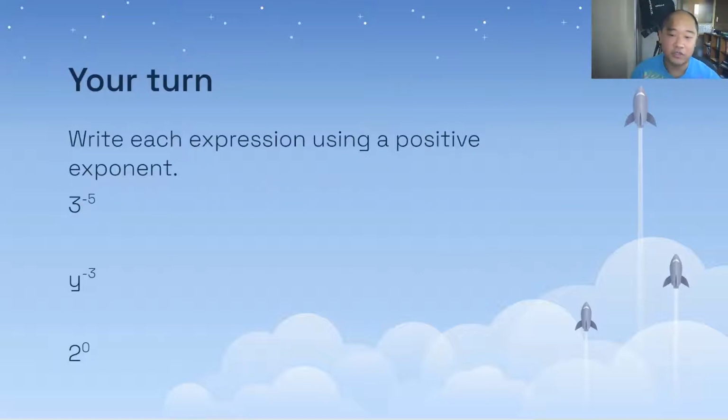Your turn. Write each expression using a positive exponent. Welcome back. So this would look like this. This would look like this. And this one, kind of a tricky one, right? So if we think about 2 to the 1 as being 2, well, if we were to divide this by 2, what would we get? We would get 1, right? Any number, any base to the power of 0 equals 1.